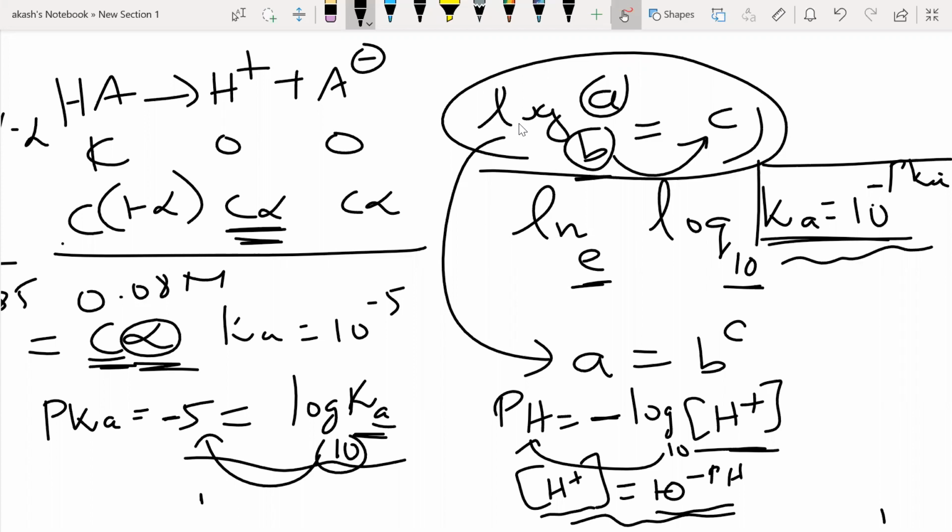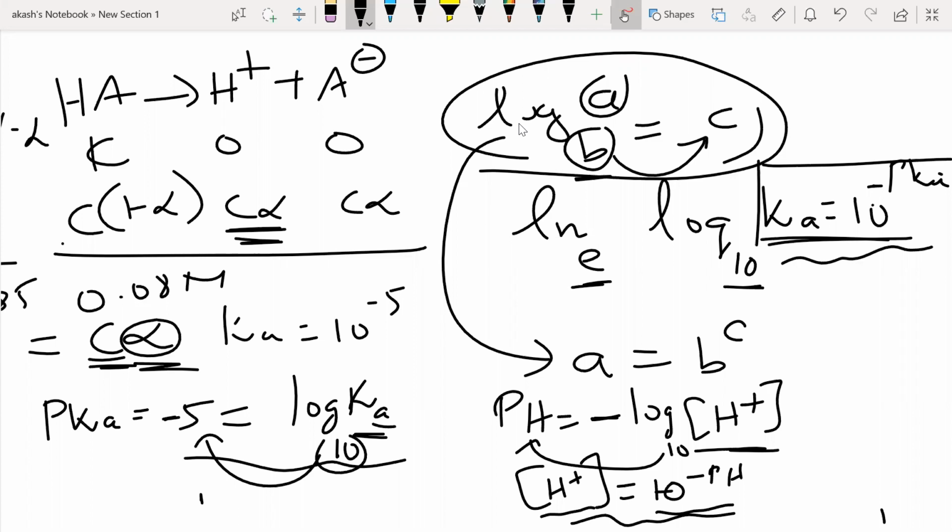Okay, how will you find the pH? Again, use the H plus concentration. What is H plus concentration in terms of concentration and alpha? If you know the H plus concentration, you can use the pH formula too. That is negative log of H plus concentration that you can directly use.